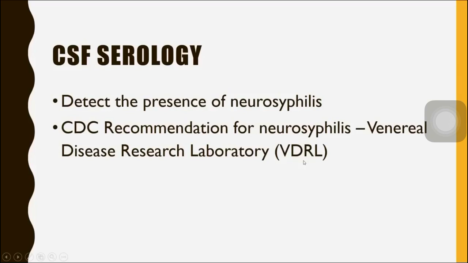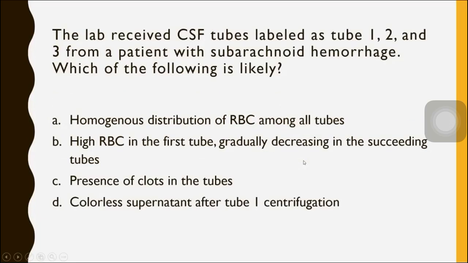The first question: the lab received CSF tubes labeled as tube 1, 2, and 3 from a patient with subarachnoid hemorrhage. Which of the following is likely? Which of the following choices is associated with subarachnoid hemorrhage? A. Homogeneous distribution of RBC among all tubes. B. High RBC in the first tube, gradually decreasing in the succeeding tubes. C. Presence of clots in the tubes. D. Colorless supernatant after tube 1 centrifugation.